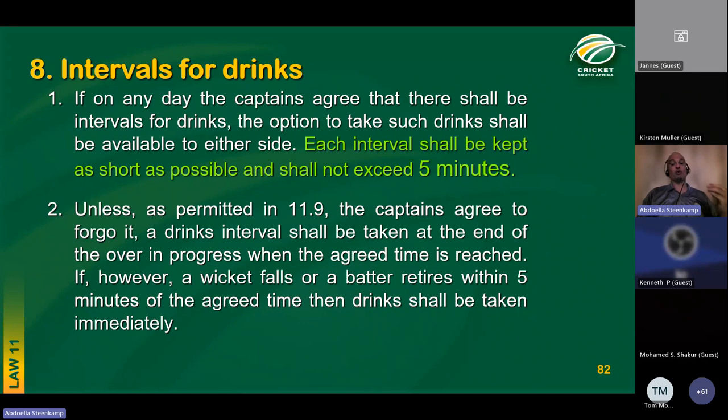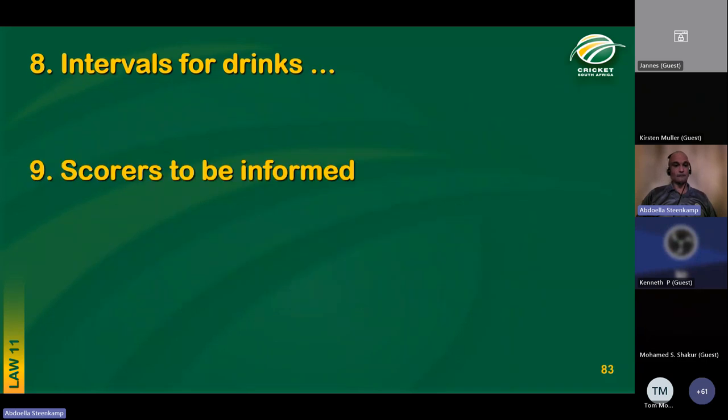But a wicket must fall or a batter must retire within 5 minutes of the agreed time. If it's more than 5 minutes, you will take drinks at the scheduled time. Like if a wicket should fall at 10:54 and our drinks is at 11 o'clock, you cannot take drinks immediately. This is now 6 minutes to go to drinks. At 10:54 when the wicket falls, the new batter will have to come in and you will take drinks at the scheduled time of 11 o'clock.